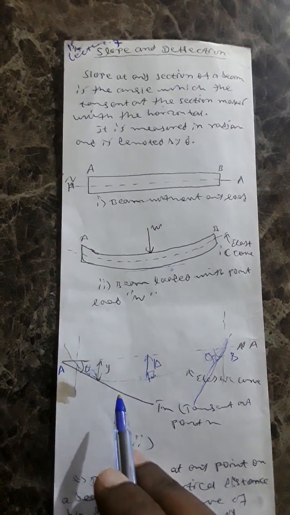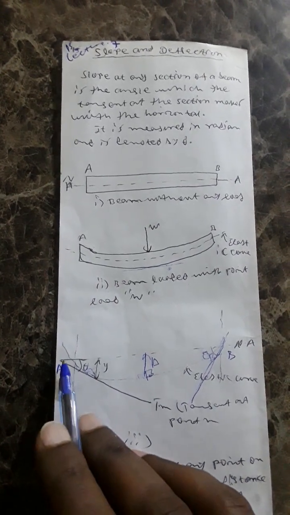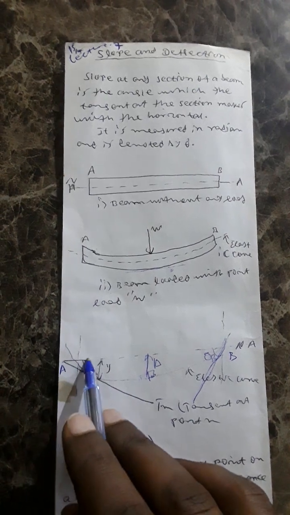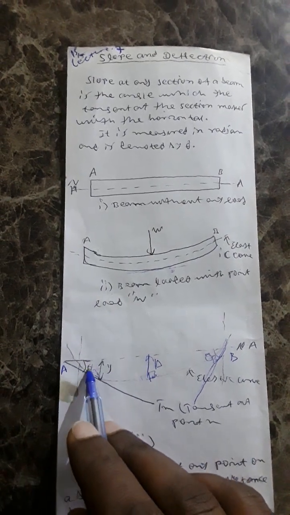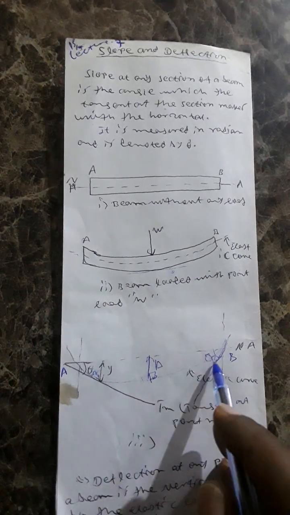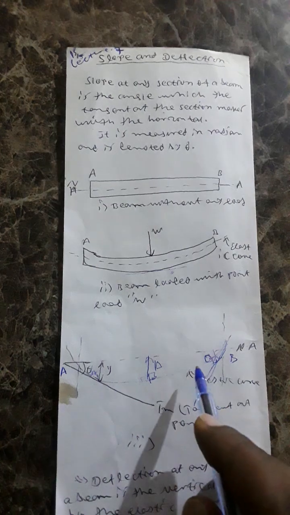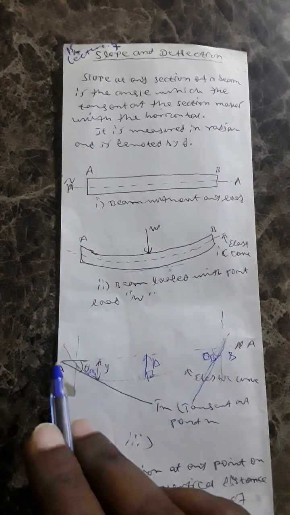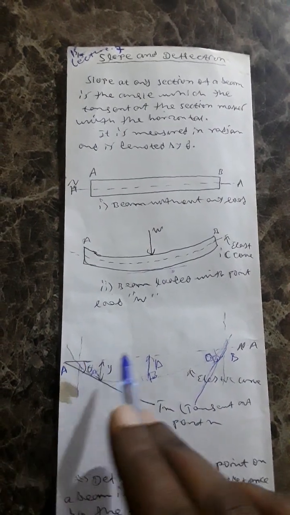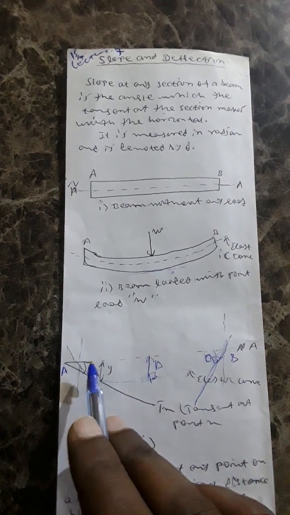Slope at any section of a beam is the angle which the tangent at the section makes with the horizontal. The tangent at this section makes an angle with this horizontal. This is the neutral axis. This is theta A. This is theta B. This is the tangent at this section, and this is horizontal. This is the slope.